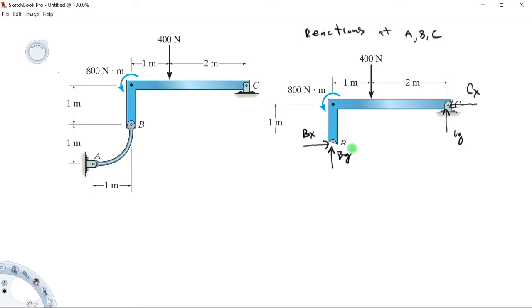Now, if I glance my free body over, you'll notice there's two unknowns at this location, and there's also two unknowns at this location. So at this point, this picture has four unknowns. And there are only three equations we can write for the free body. We can write a force equation in the x direction, a force equation in the y direction, and we can write a moment equation. But that's not going to be enough to solve it. So as it sits here, this free body is indeterminate. That's what's called statically indeterminate.